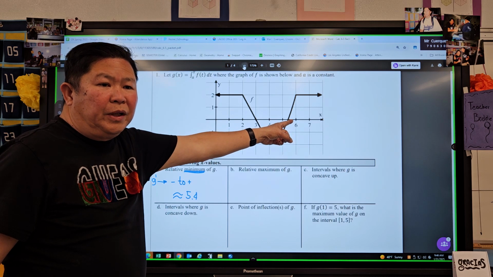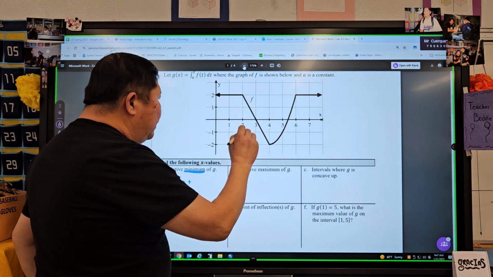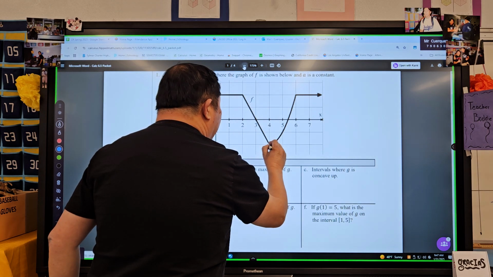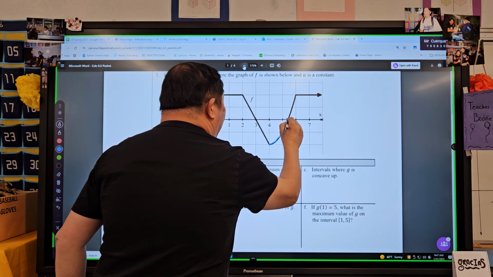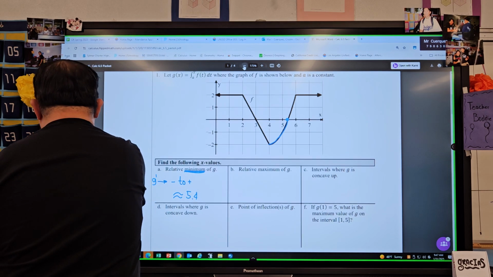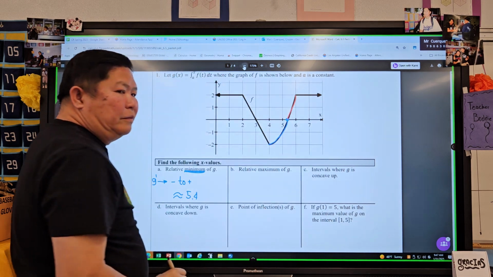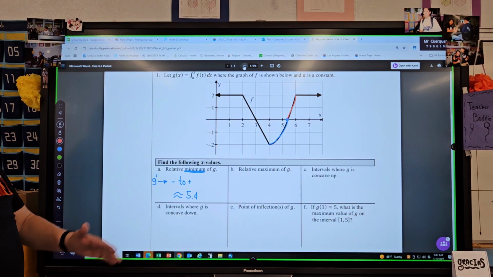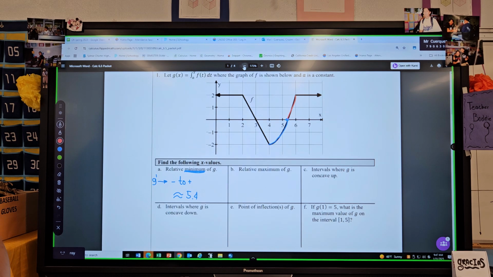This is the relative minimum because the sign changes right here. This is negative, right? And then right here at 5.4, the sign changes from negative to positive. Is this clear now? Crystal. Next, relative maximum. Same thing.